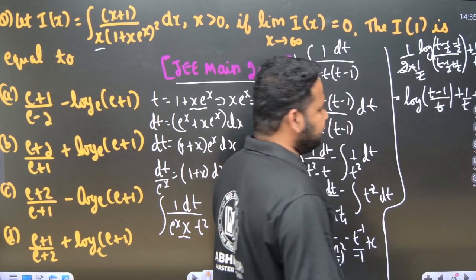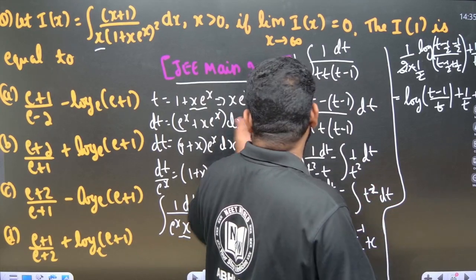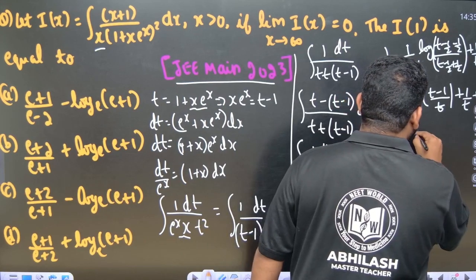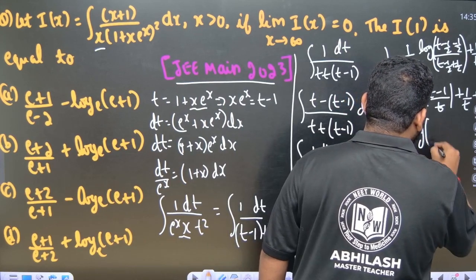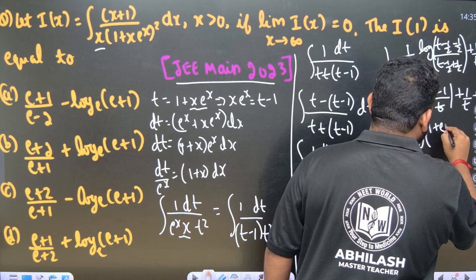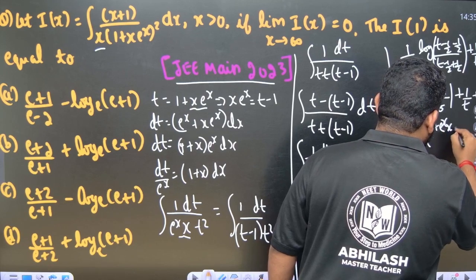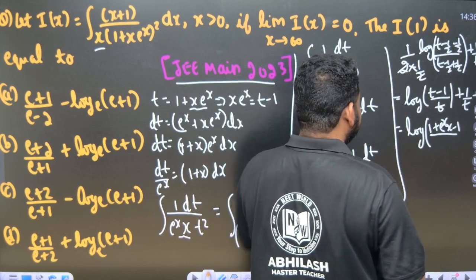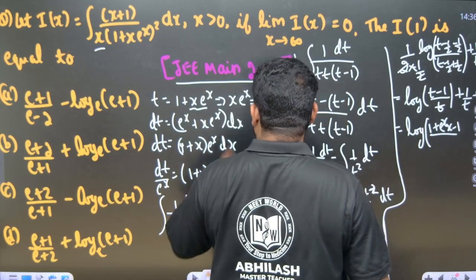Now, if I put the value of t, what is the value of t? That is 1 plus x into e power x. So, this will become log of, what is it? (1 plus x into e power x) into x minus 1, divided by t. This is nothing but t minus 1, we got this one. So, what about this one, t?